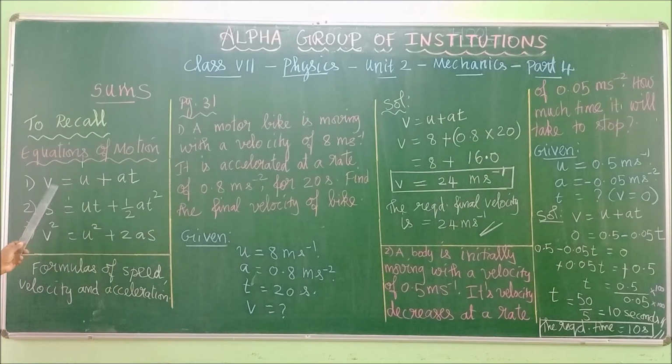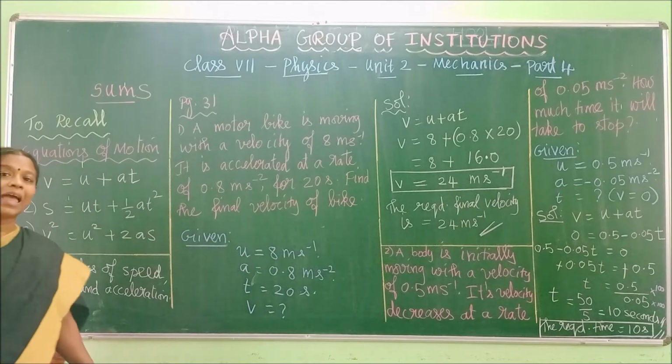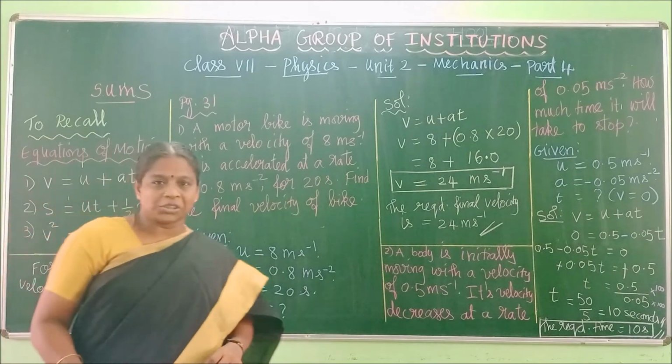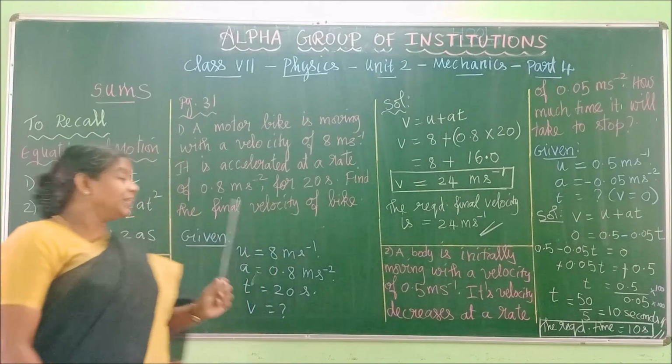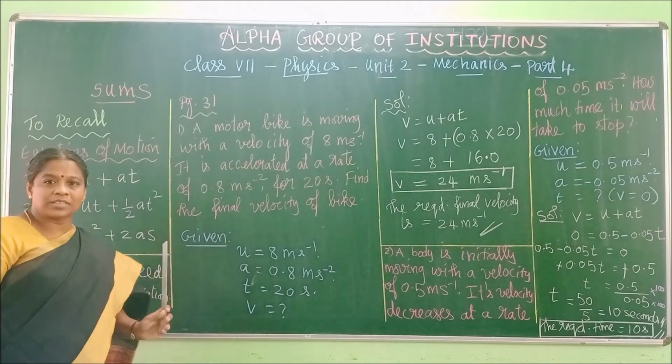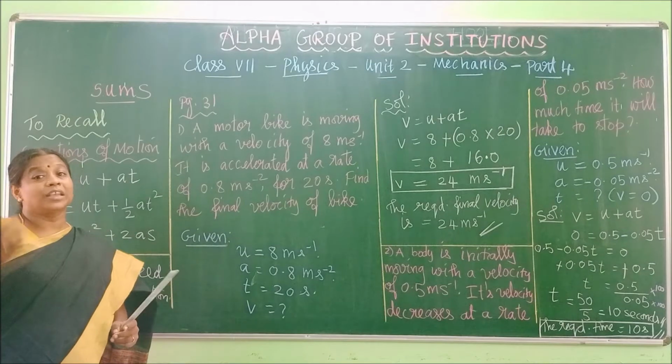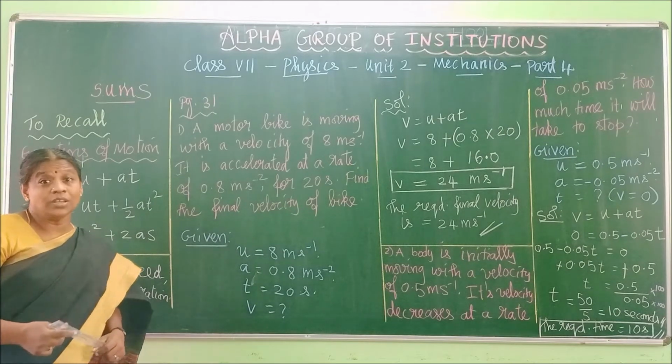v is equal to u plus at. s is equal to ut plus half at square, and v square is equal to u square plus 2as. These I have said as equations of motion. Do you remember that?